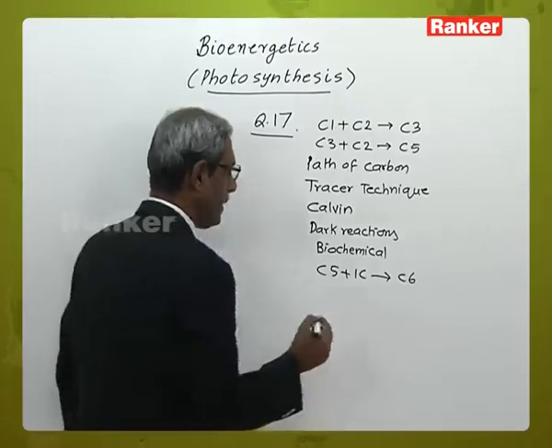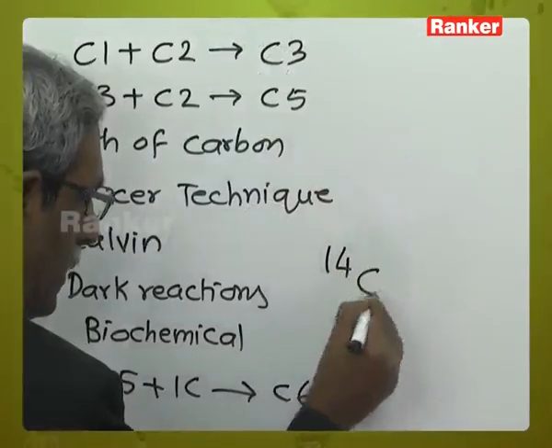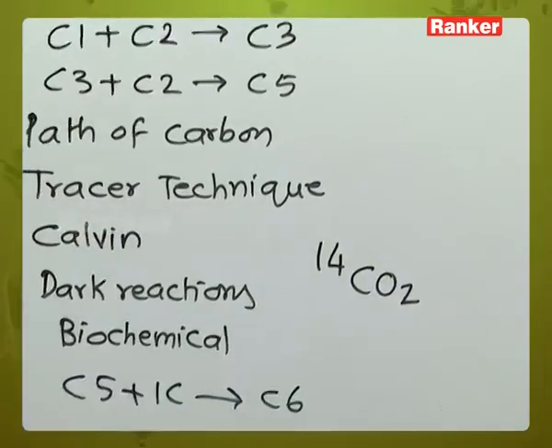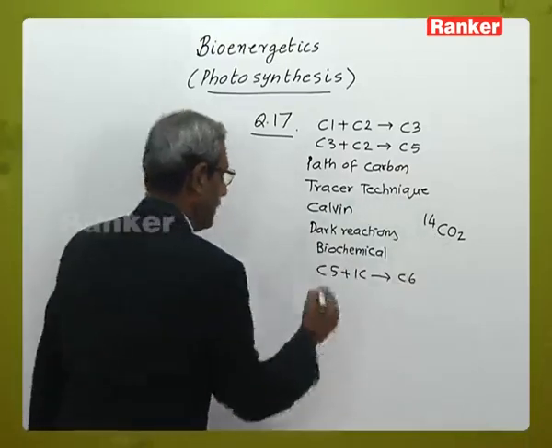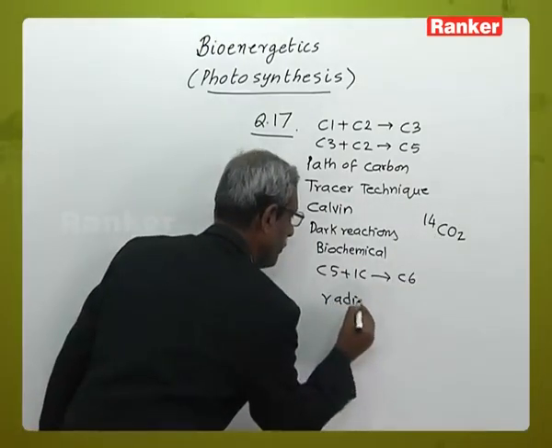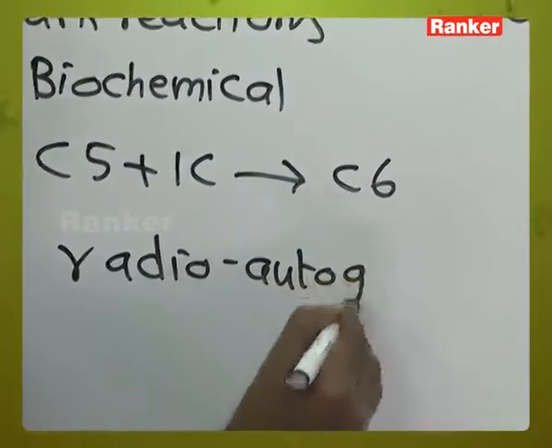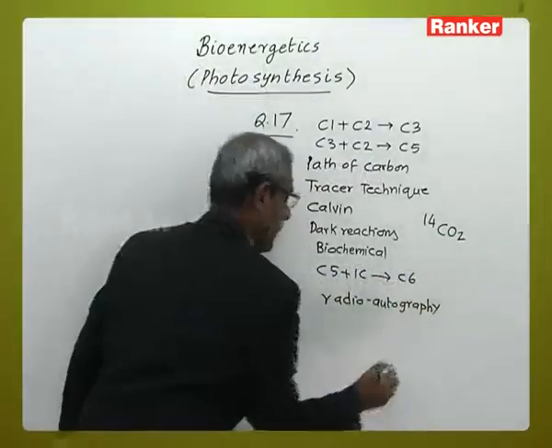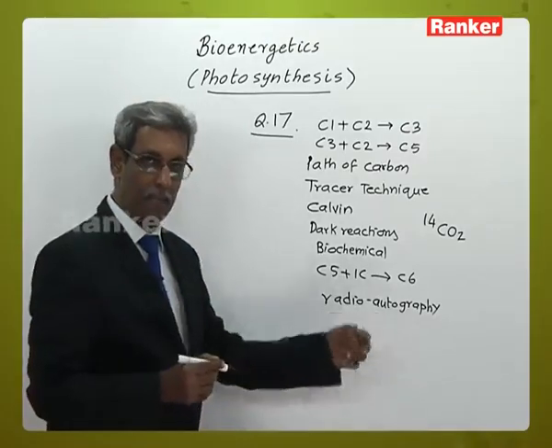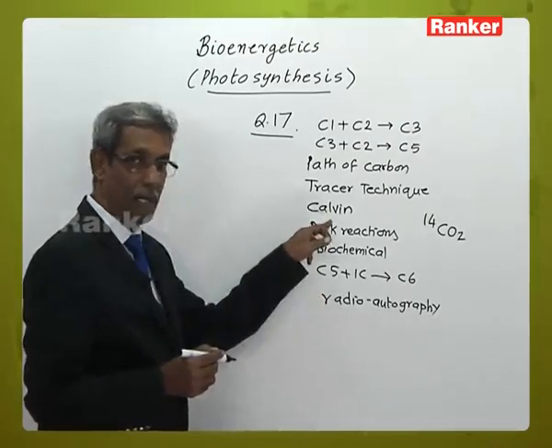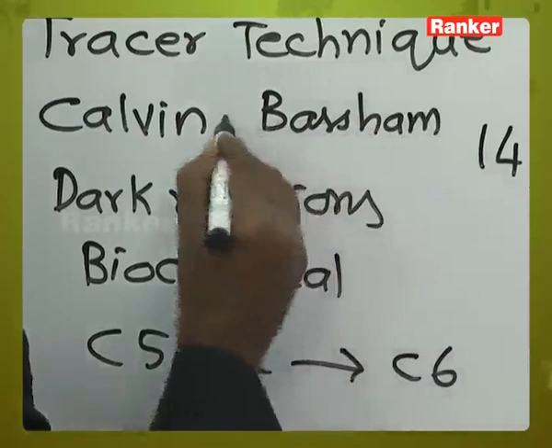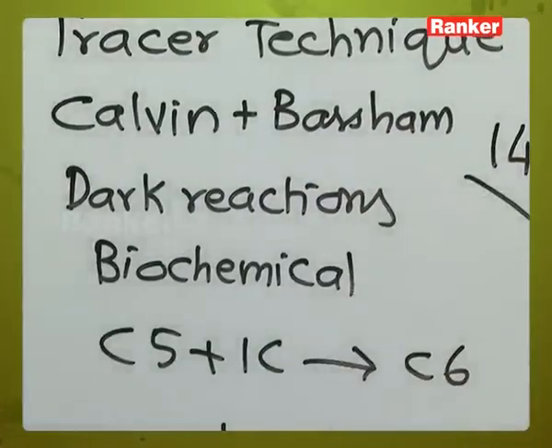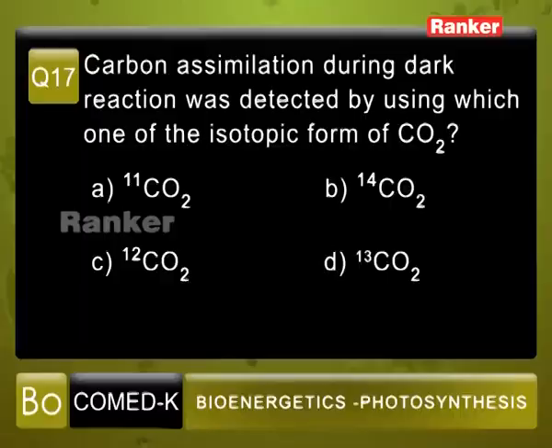The trace is predominantly done by using radioisotopic carbon dioxide. The radioisotopic carbon dioxide which is used is 14C, and the technique is termed radioautography. By the radioautographic technique, using radioisotopic 14C, Calvin and Benson established the path of carbon. Hence, among the choices, the answer is 14C, that is, answer is B.